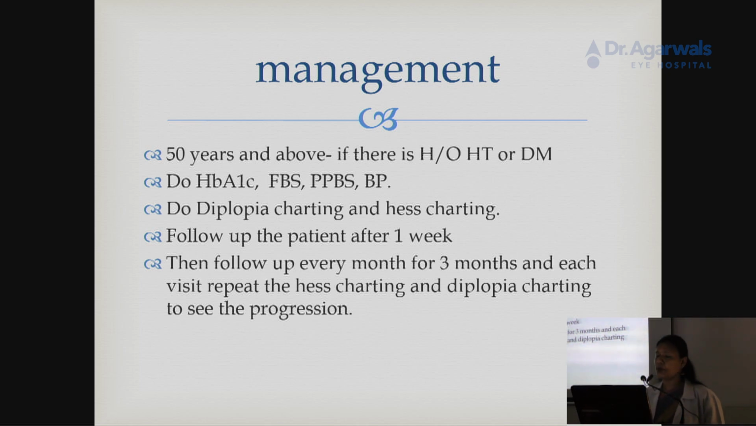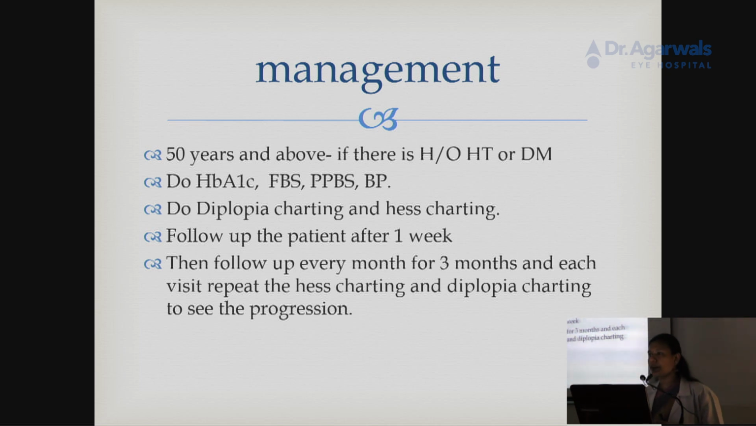Apart from that, do a diplopia charting and Hess charting if you have. Follow the patient after 1 week. Why 1 week is very, very important is that sometimes pupillary involvement need not be there at the time of presentation. You assume that to be a medical third nerve, but after 1 week or 10 days, the patient's pupil can get involved. So especially in a case of a third nerve palsy, call them back after 1 week to 10 days to look for pupillary involvement.